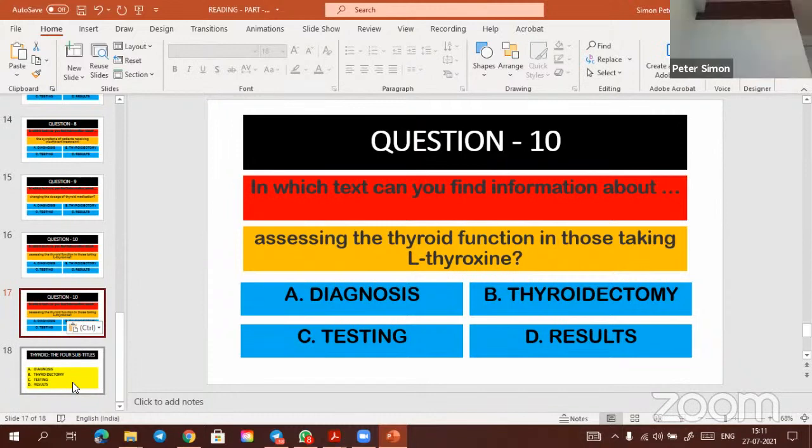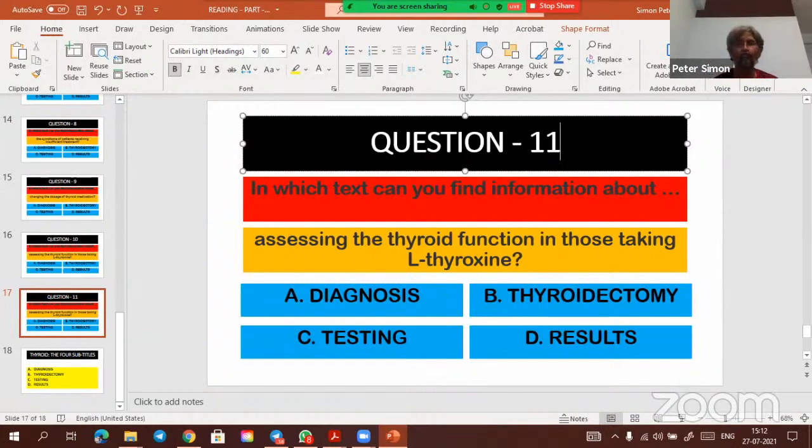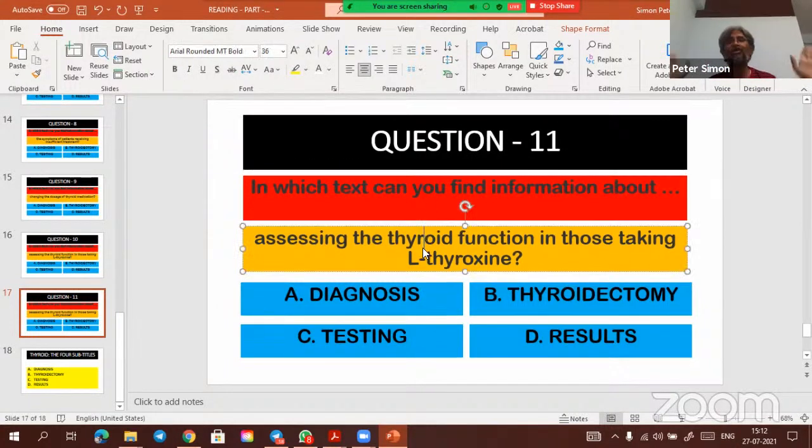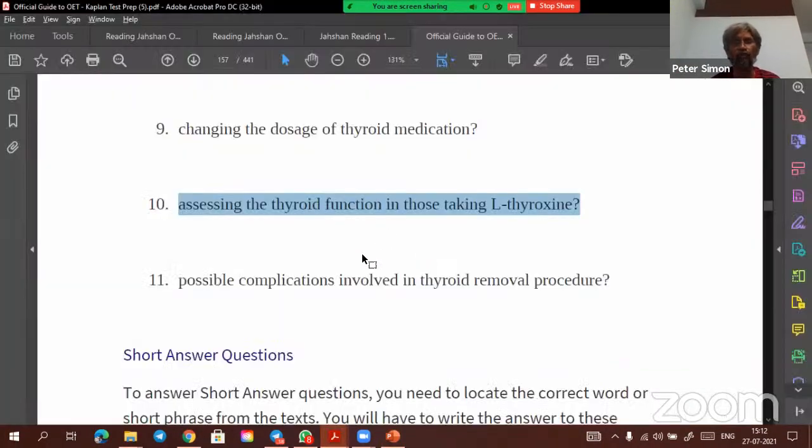Question number 11. Don't search for answers. Try to analyze the questions first. Only the central question is important. All others are the same; it only changes. Question number 11.